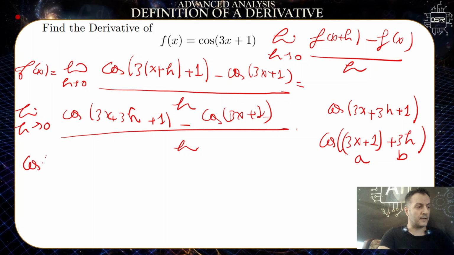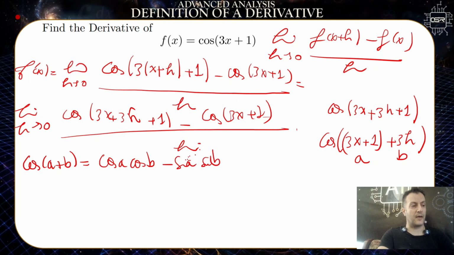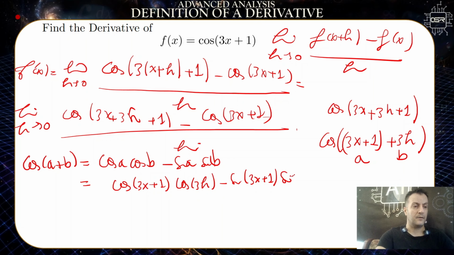So we know that cosine of a plus b is equal to cosine a cosine b minus sine a sine b. Remember that for the cosine, you always flip the sign. So if it's positive, it becomes negative on the outside, and vice versa. If it's negative, it becomes positive. And you pair cosine with cosine and sine with sine. So for cosine of 3x plus 1 plus 3h, it becomes cosine of 3x plus 1 times cosine 3h minus sine of 3x plus 1 times sine 3h.